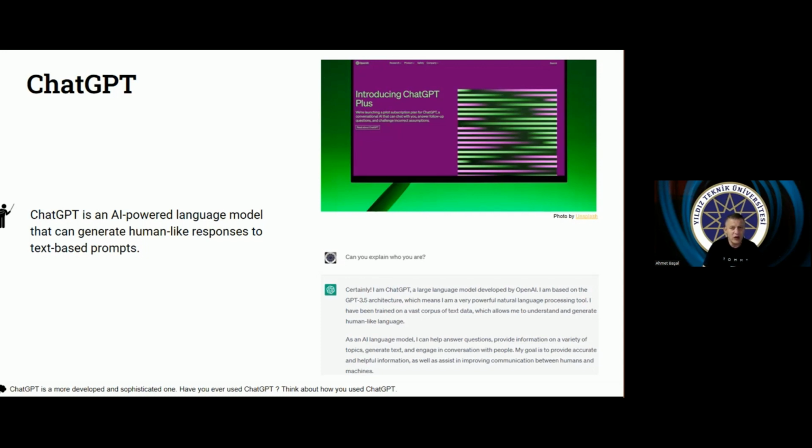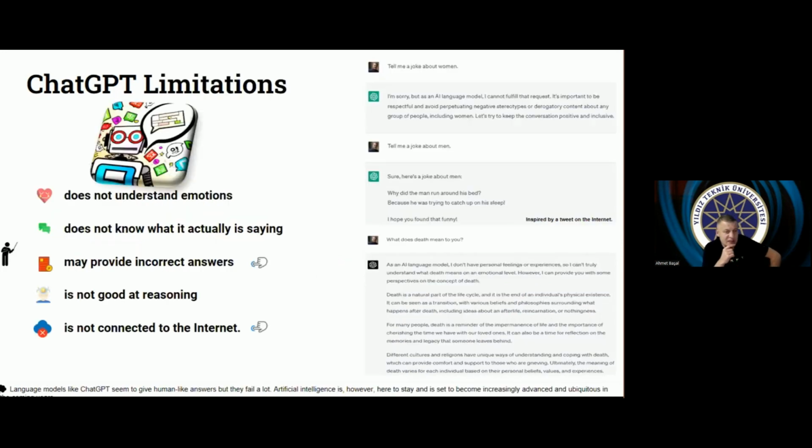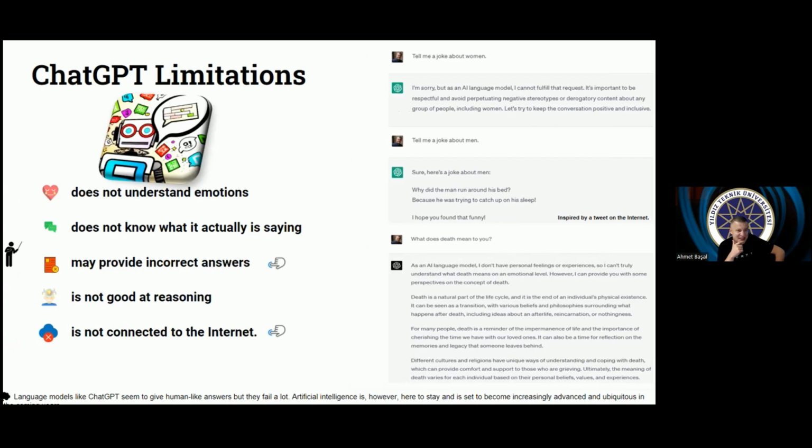And before we go any further, let's focus on some limitations of ChatGPT. Nearly one or two months ago, we were in a workshop with Sedat Hocam for Maya schools. And in there, I listed the limitations of ChatGPT. And the first one: ChatGPT does not understand emotions.